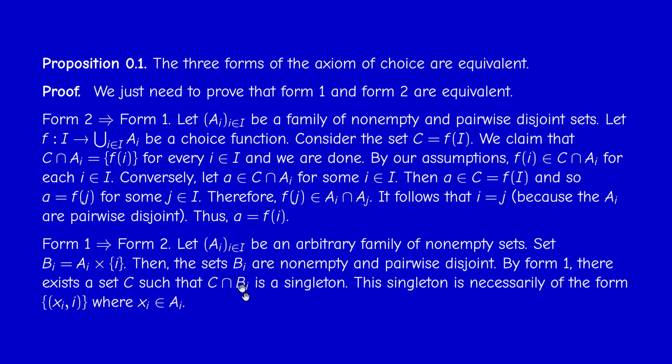Now if this intersection is a one-point set, then the element in the set is necessarily of the form (x_i, i), because the second component is i and the first component belongs to A_i. So for each i, we have an element called x_i in A_i. This defines a function, as you know from first year, from the index set I into the union, because the image of each i is in A_i. So if we set f(i) equal x_i, you get a choice function. So we know now that the three forms of the axiom of choice are the same.